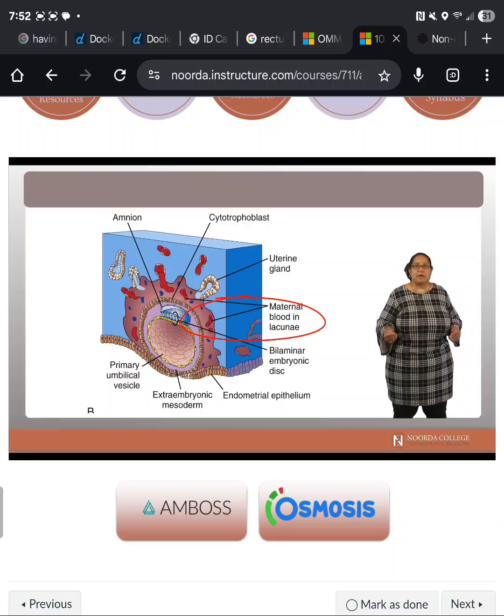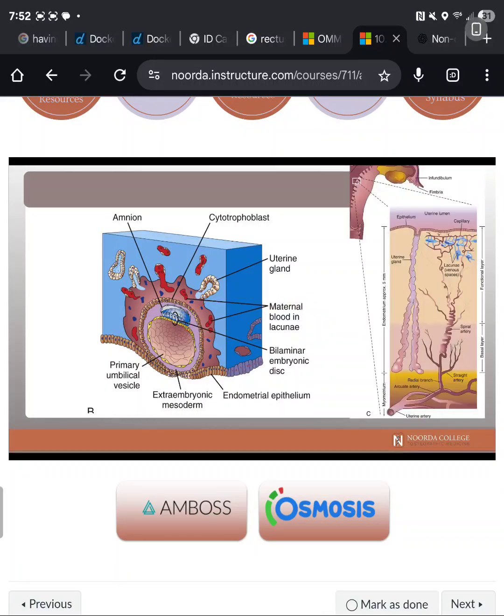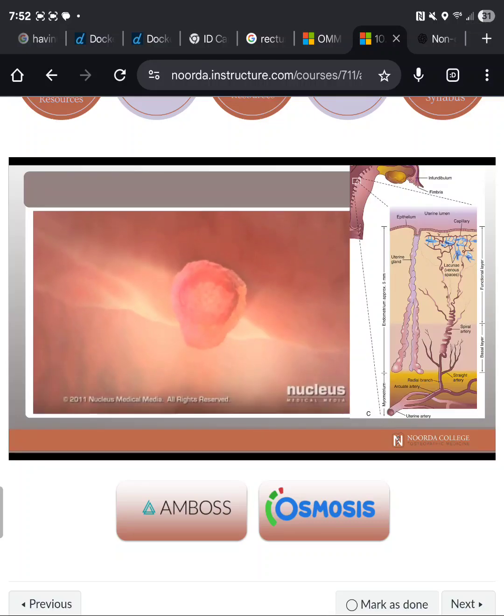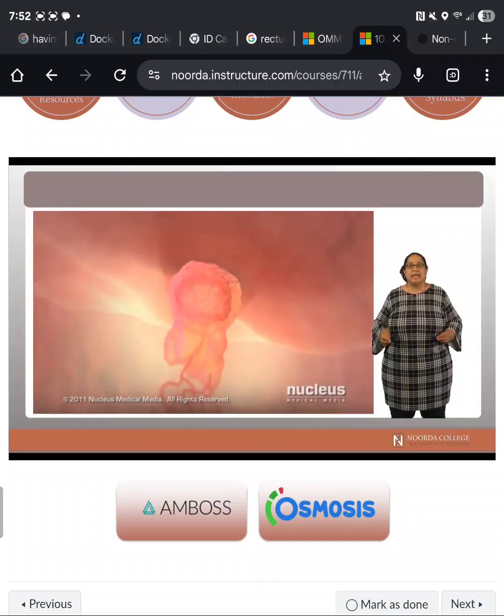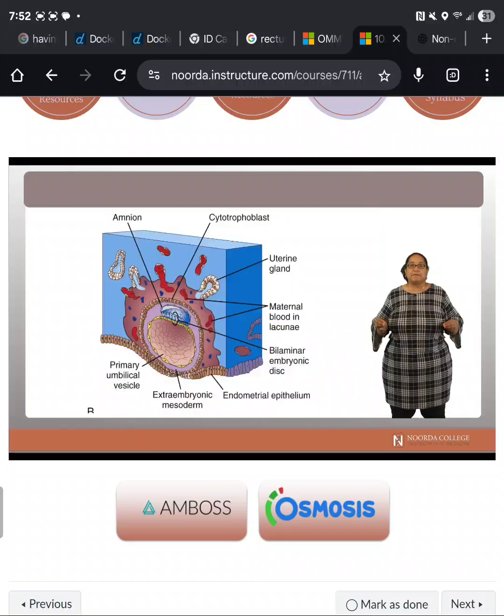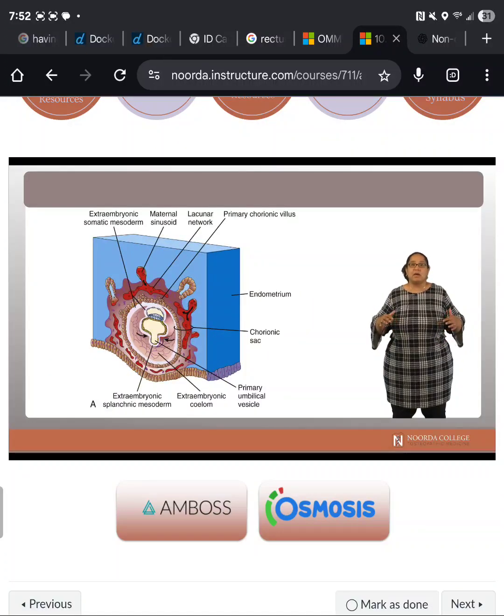Nutrition passes to the embryo by simple diffusion. Oxygenated blood passes to the lacunae from the spiral endometrial arteries, and deoxygenated blood is removed via the endometrial veins. By day 10 or 12, thereabouts, the embryo is completely embedded in the endometrium. The lacunar spaces form lacunar networks with sinusoid vessels, starting the intervillous processes of the placenta.